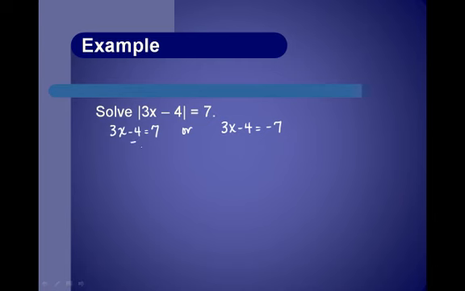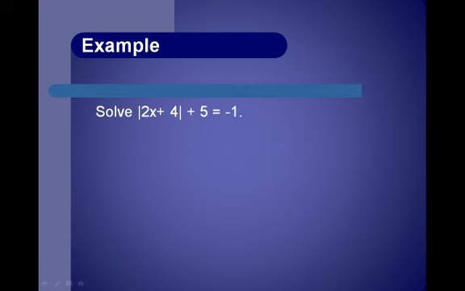So the first equation, we're going to add 4 to both sides, so we get 3x is equal to 11. Divide by 3, and we get 11 over 3. Second case, we're going to add 4 to both sides, so we get 3x is equal to negative 3, or x is equal to negative 1. So there's our solutions, 11/3 and negative 1.